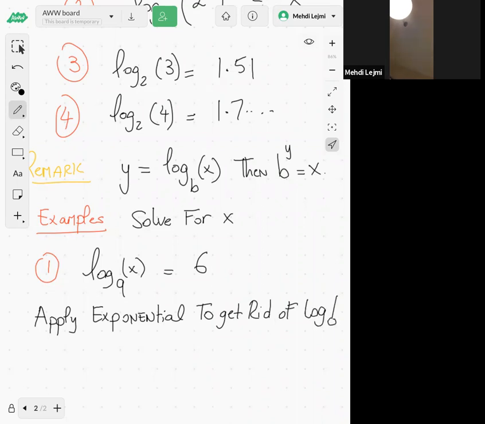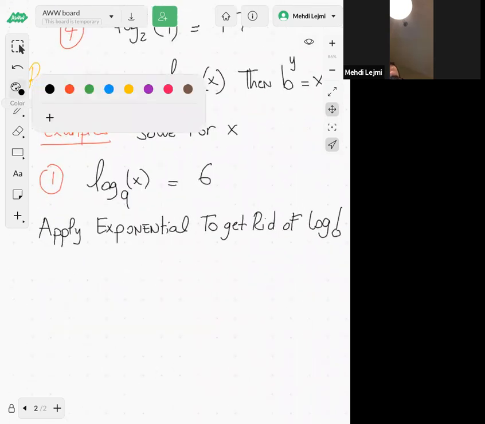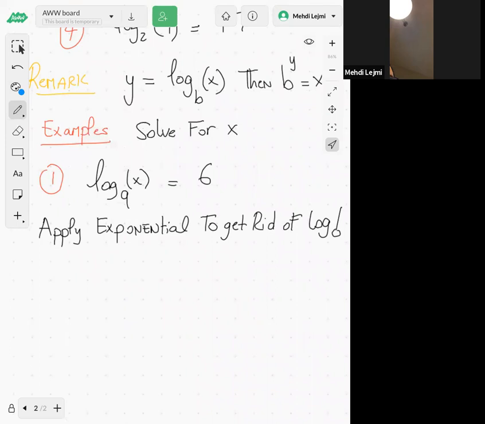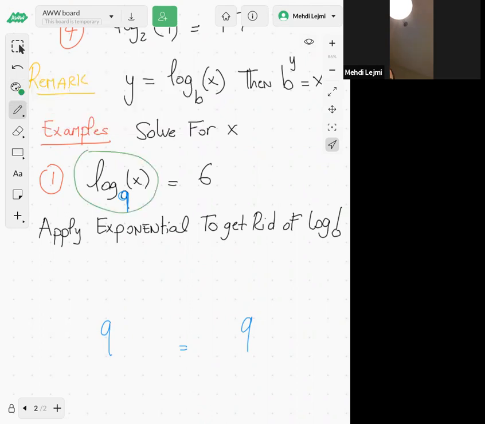All right. So I'm gonna apply exponential at the same base. So as you can see, this is log in base 9, right? So I'm gonna apply exponential. There's 9 here, okay? And I'm gonna put this as a power. So this log here and this 6 as a power. So this is 9 to the power log in base 9 of x. And on the other side it's a 6.